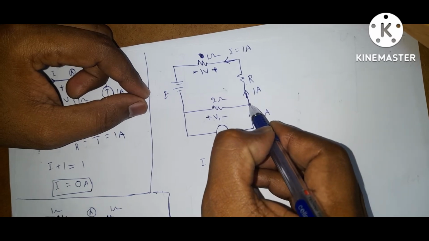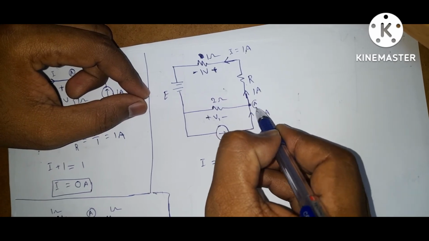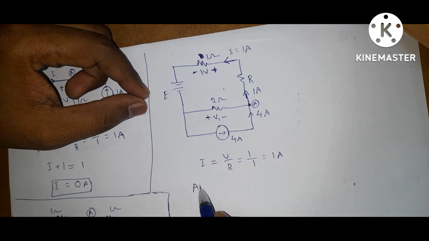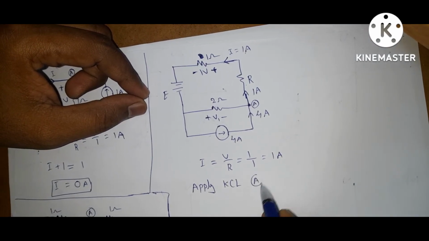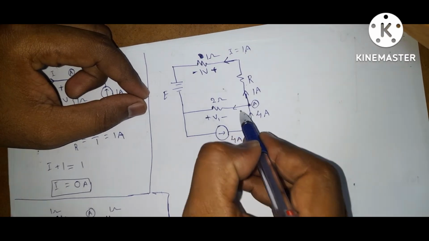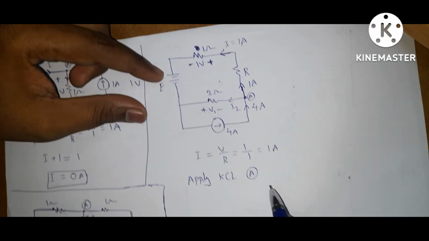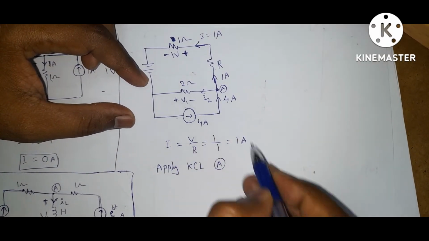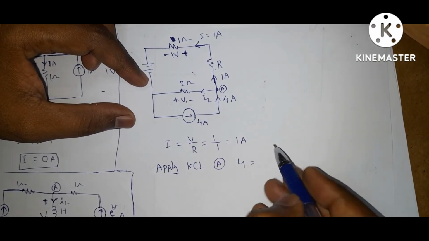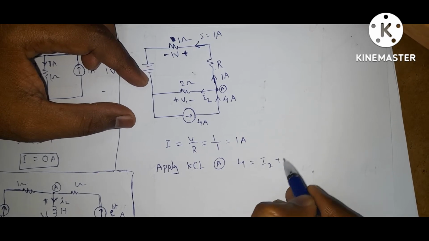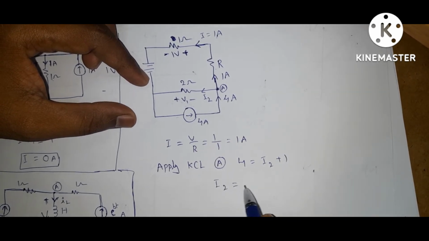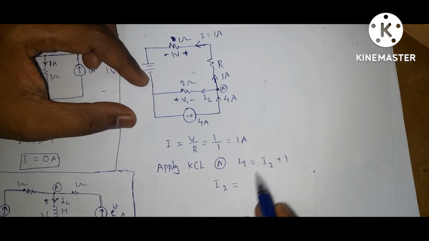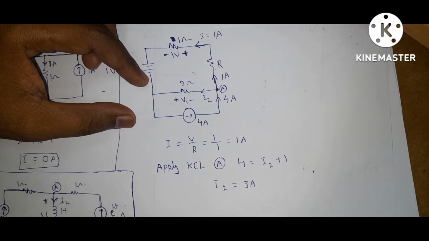Okay, so apply KCL here. Let it be node A. So apply KCL at node A. So let it be current I2. So what are the entering currents? Only one entering current. So 4 is equal to, what are the leaving currents? I2 plus 1. So what you are getting? I2 is equal to 4 minus 1, 3 amps.